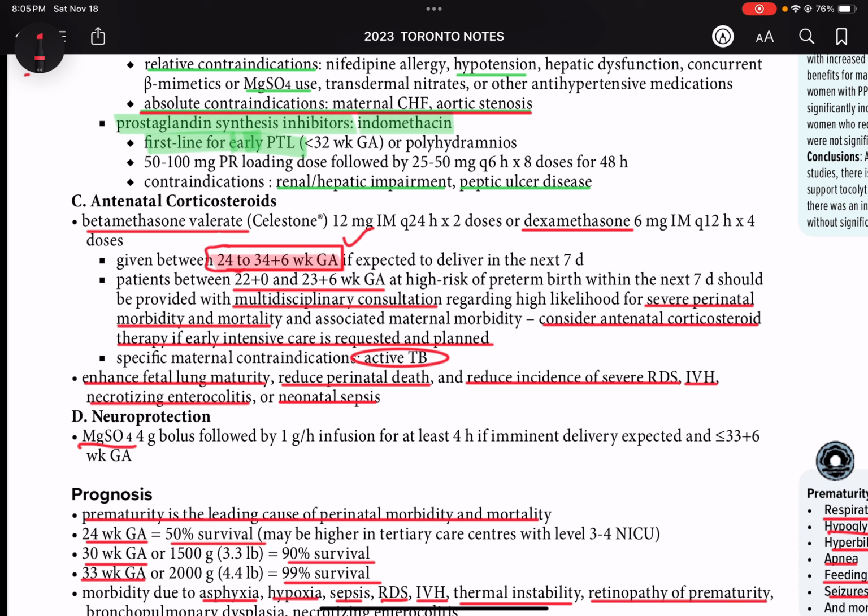So it reduces the incidence of these severe problems, and it also enhances fetal lung maturity. So make sure between 24 to 35 weeks you are administering antenatal corticosteroids. There's a specific maternal contraindication: if she has active TB, then you're not going to do that.